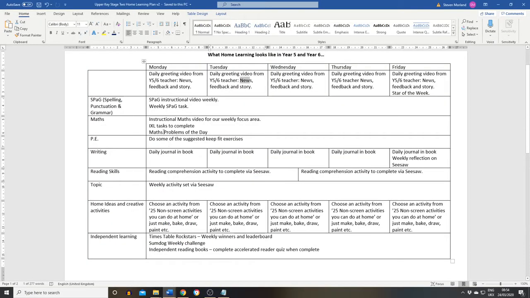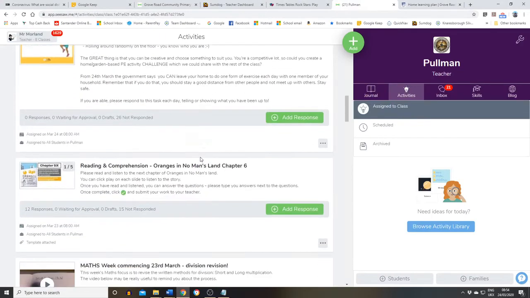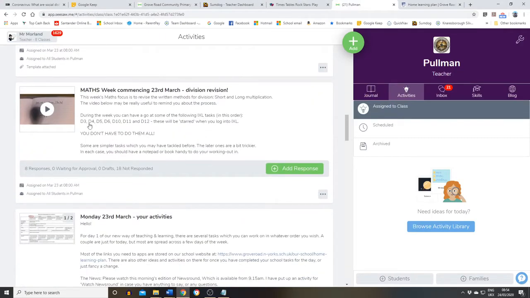Back to our plan here. Maths, there is a video for you to watch, which is about division. Some of you I know did this yesterday. And then there's a list of IXL tasks for you to have a go at. Now, some of you have already done those and will want to do the more complicated ones. Here we are, this is the task. But you might want to have a go at a couple of these. Don't do them all at once, pick them off during the week.